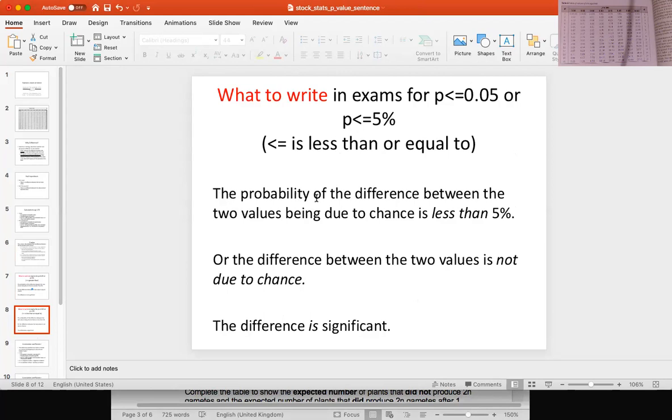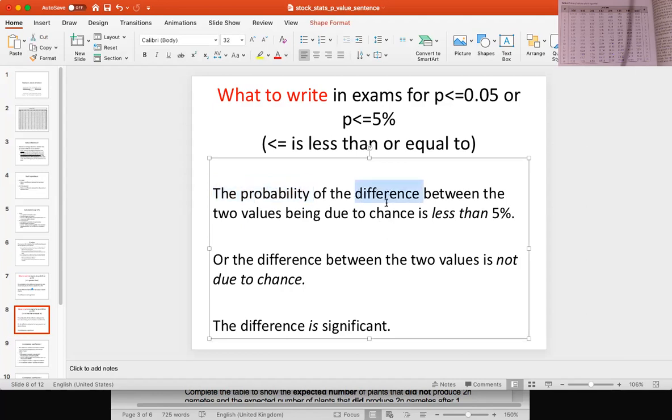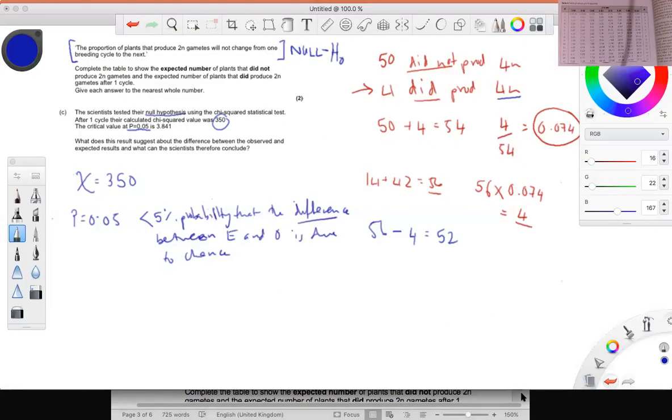Then what we write is the probability of the difference between the two values being due to chance is less than 5%. It's really important that you get all of these words in: probability, difference, and chance. And in that case, we tend to reject or not accept the null hypothesis. So let's think of a good answer that we can write for this. We could say, the scientists tested their null hypothesis. What does this result suggest about the difference between the observed and expected results?